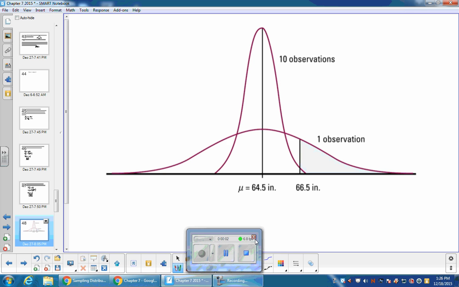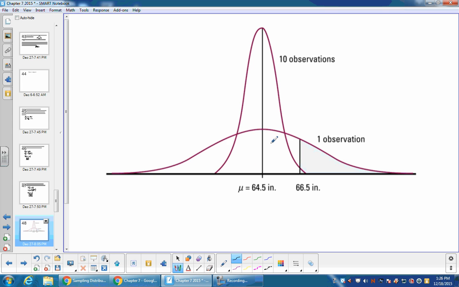So if you look at these distributions, if I have one observation, the normal distribution is pretty low and wide. And if I have the mean of 10 observations, it sucks in the standard deviation, so now the distribution is taller and thinner.